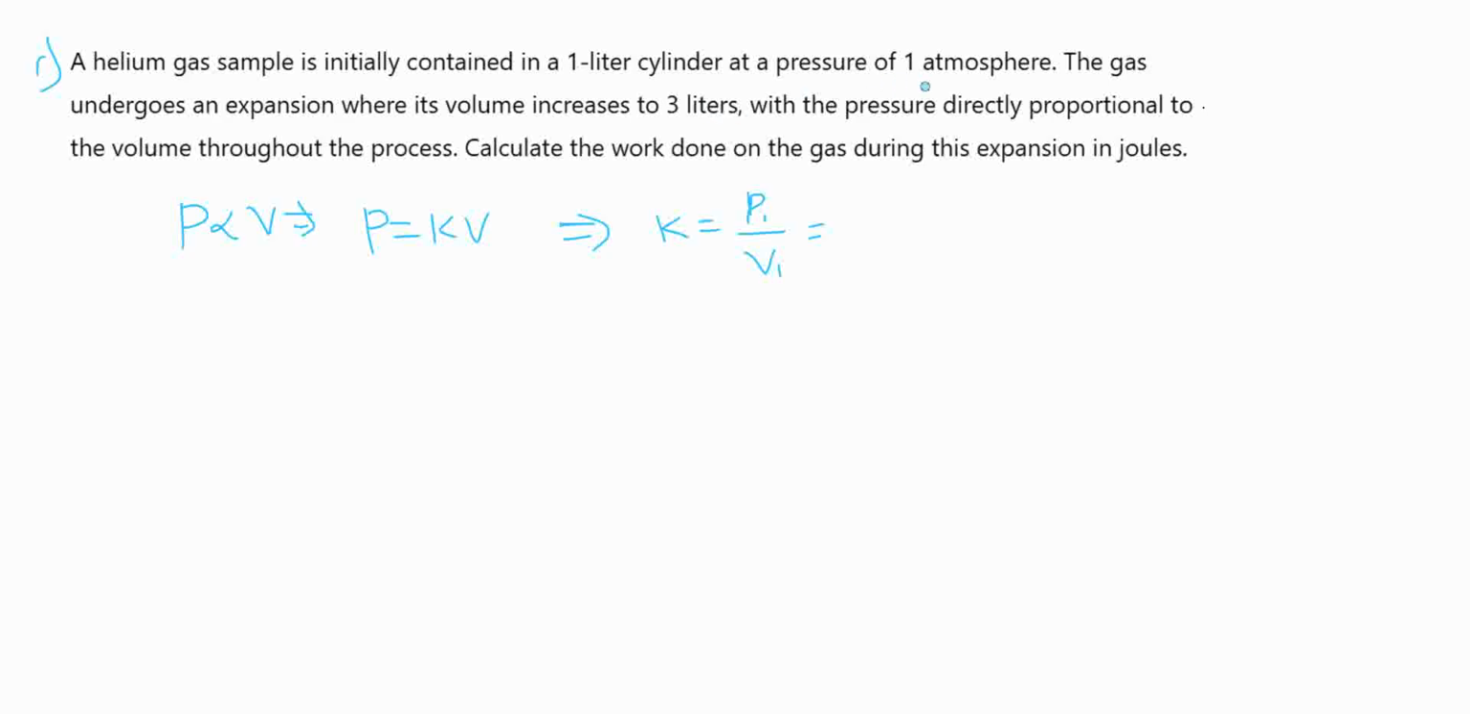So K here is P1 by V1. P1 is given as 1 atmosphere. We have to convert into SI units. 1 atmosphere is 1.013 into 10 power 5 Pascal, divided by volume, which is given as 1 liter. 1 liter is nothing but 0.001 meter cube. So this will give us 1.013 into 10 power 8. So this is the K value.